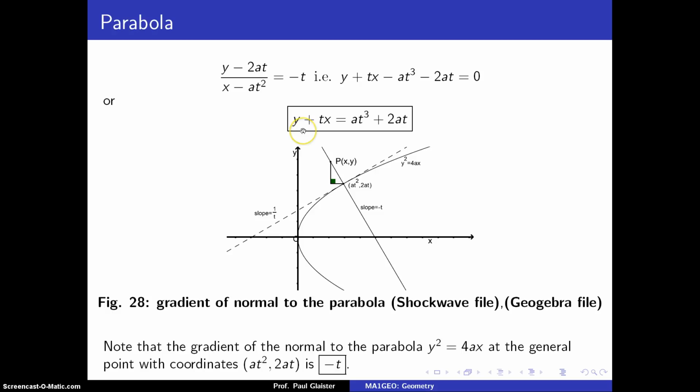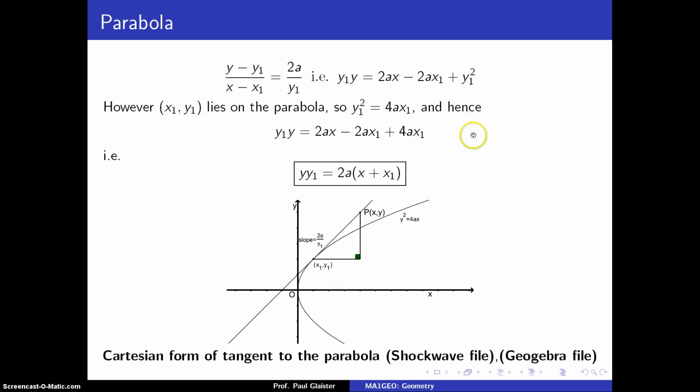And now it's y plus tx equals at cubed plus 2at, and you can readily check that at least it works by first of all rearranging this to show that y is minus tx plus something, so its gradient is minus t, which is correct. But also if one substitutes for y as 2at and x as at squared, which is one point on the normal, which is this point here, then that again is satisfied.